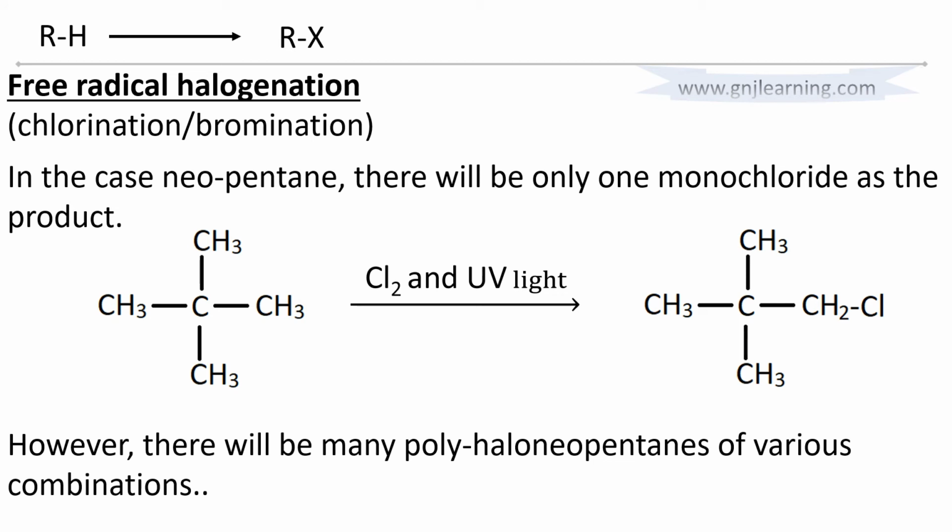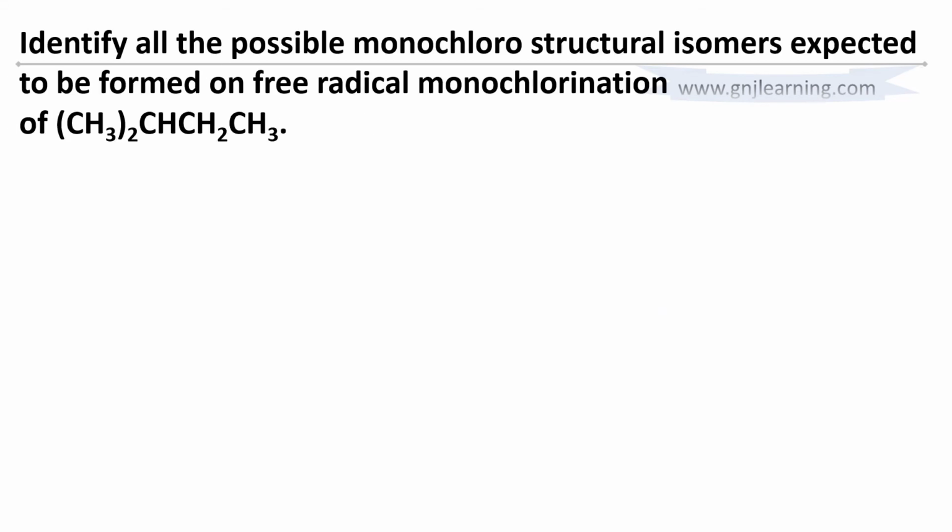Okay, so next is a question: identify all the possible monochloro structural isomers expected to be formed on free radical monochlorination. Okay, all possible monochloro structural isomers. So on free radical monochlorination, I have to identify the monochloro structural isomers of this compound.